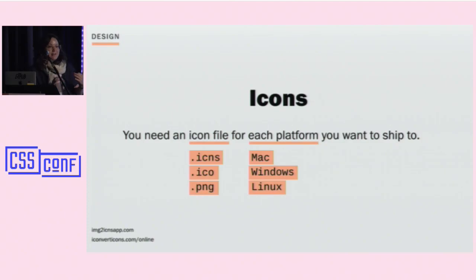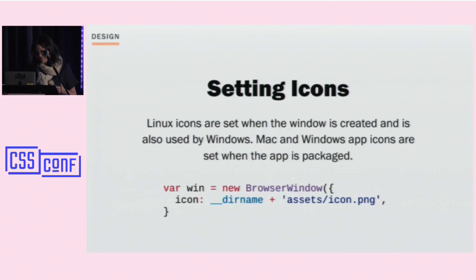Icons. All right, this is one of the gotchas: you only have one browser, but you have to support multiple operating systems. And icons are different on every operating system. So Mac and Windows and Linux all have these different file types. But the pro tip is to start with a high-res PNG, and then you can generate the ones for Mac and Windows from that. And I have some links on here to online tools that will generate the right format for each operating system for you. Because you don't want to ship your app and then have the icons look all weird.